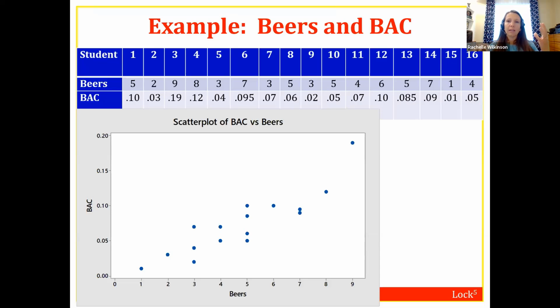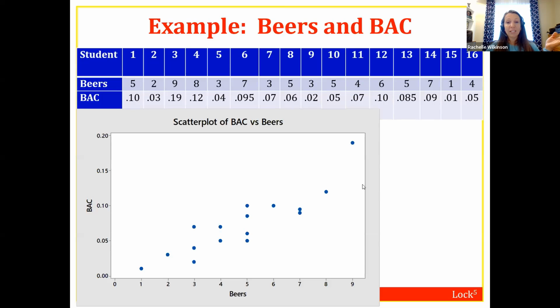So it seems like some of those other things like gender, usual drinking habits and all of that don't have nearly as much effect as just how much you drank. So we're looking for three things on our scatter plot: form, direction, and strength. What would you say for form, direction, and strength?